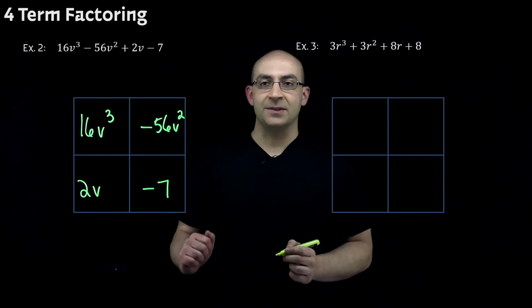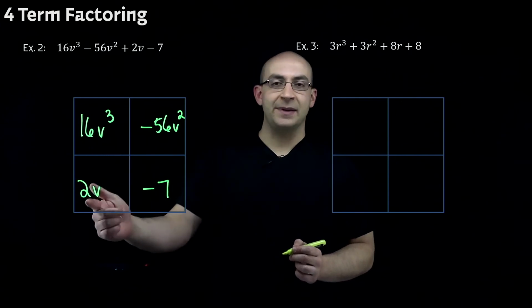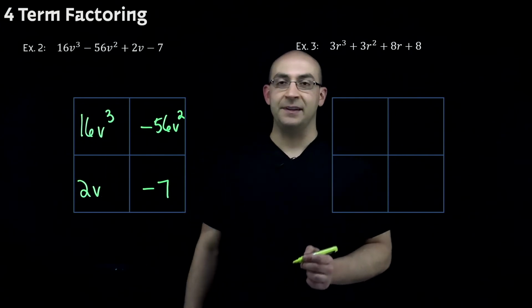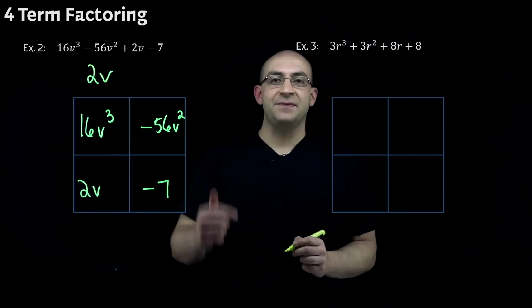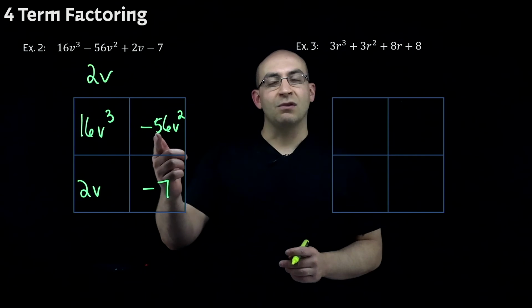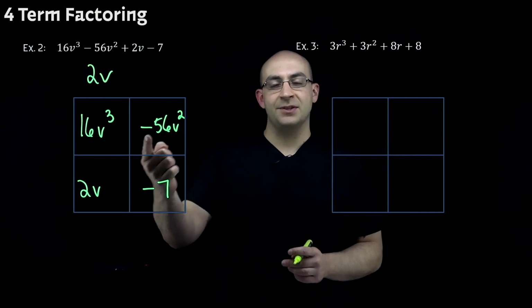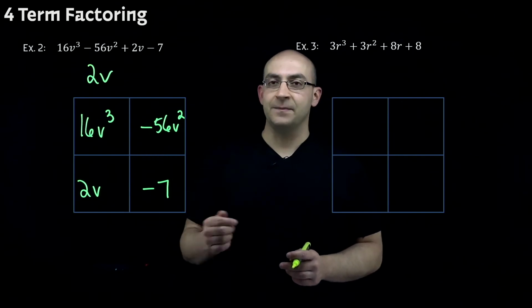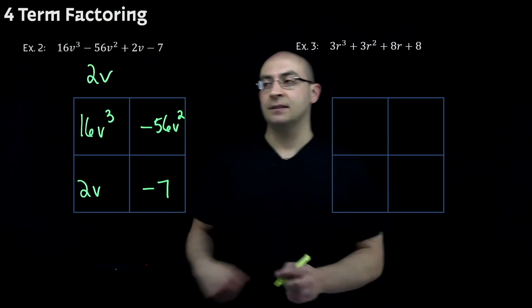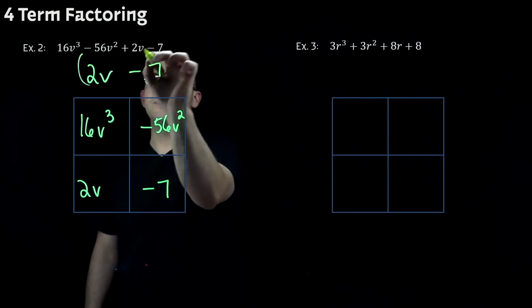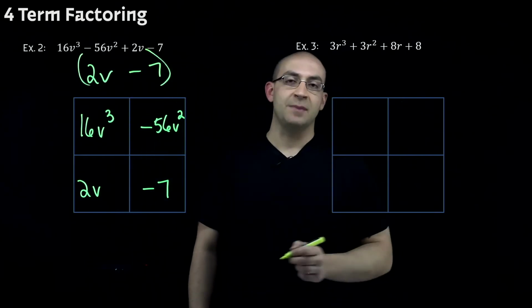I like columns first. The biggest thing I can take out of this is a 2 and a v. So 2v comes up top. Negative 56v squared and negative 7. Well, remember, when either of these two numbers starts with a negative, I've got to take a negative out. Just the rule of thumb. So they both can be divisible by negative 7. Our first factor pair is going to be 2v minus 7.